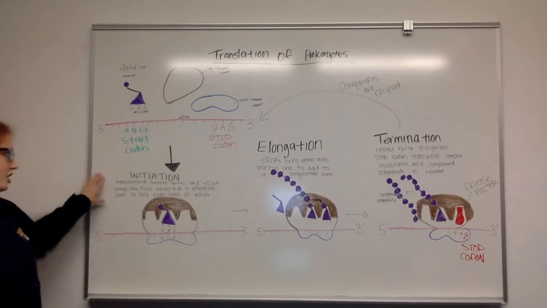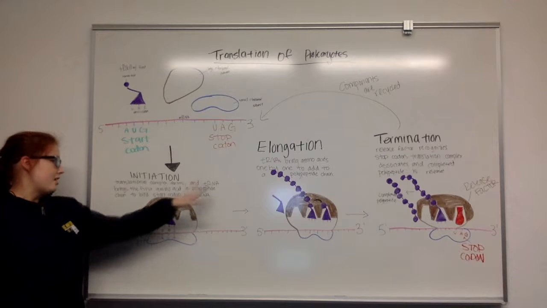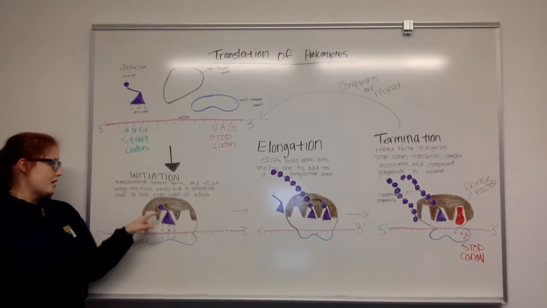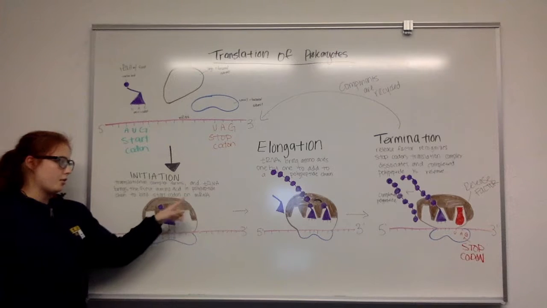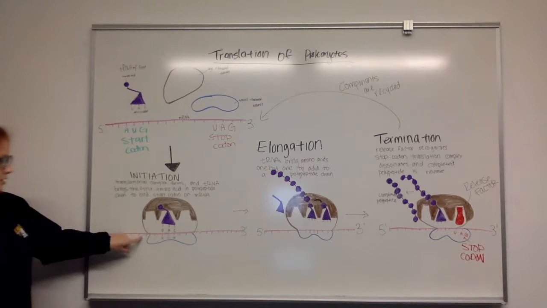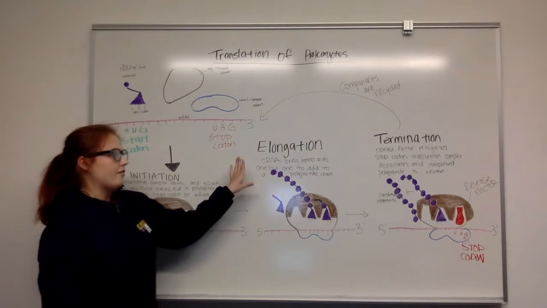So in initiation, it's when the translational complex is formed, as you can see here, and the tRNA brings the first amino acid in the polypeptide chain, which is right here, to bind the start codon onto the mRNA, which is right here, and this is the start codon. And then we have elongation.